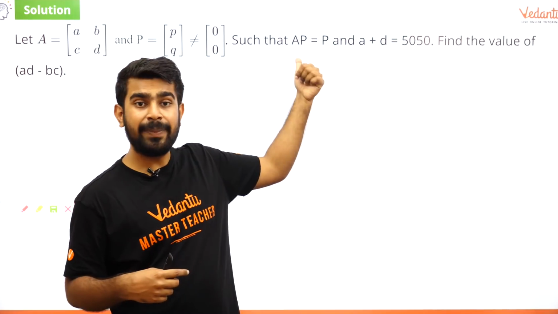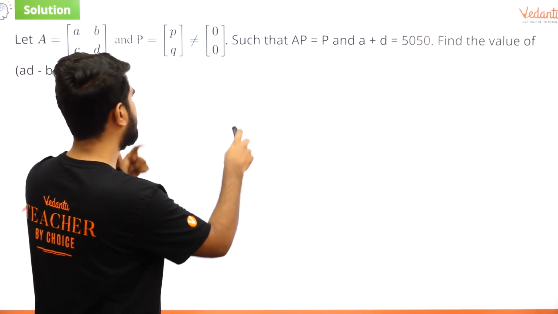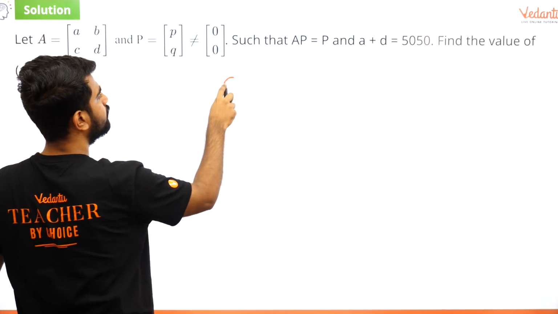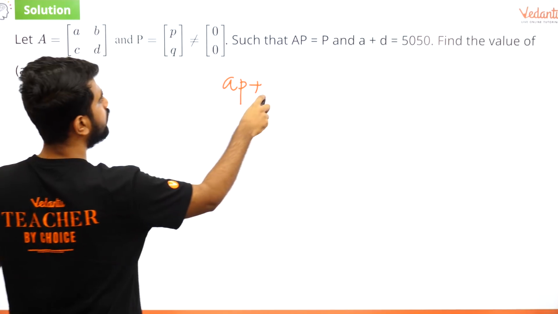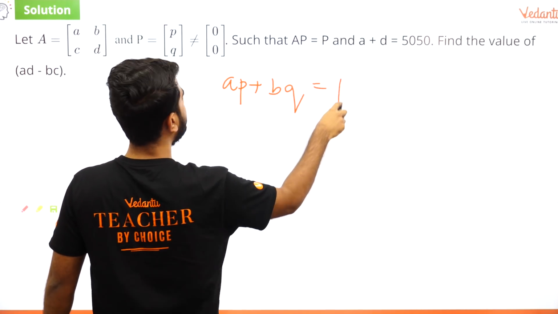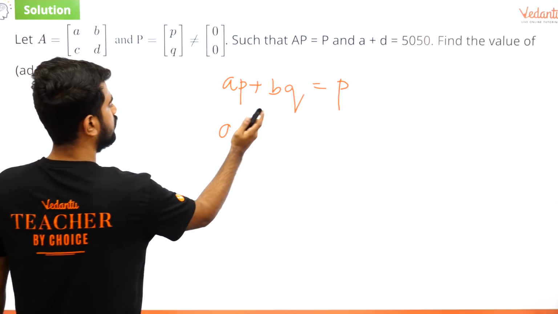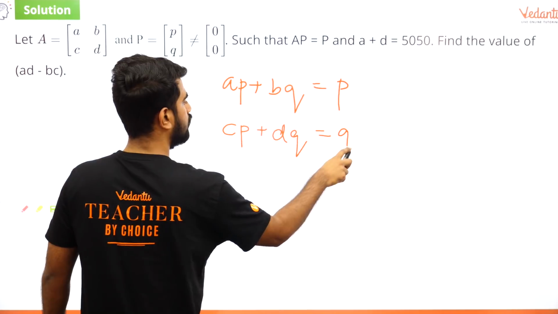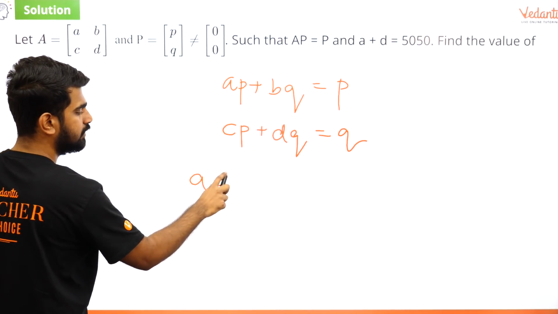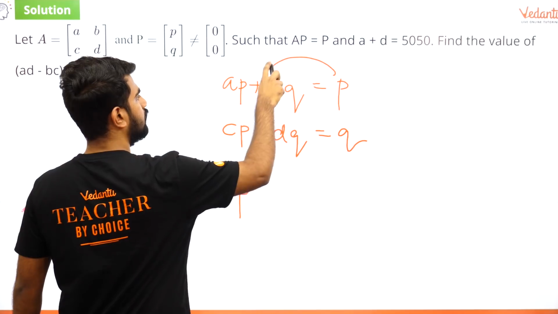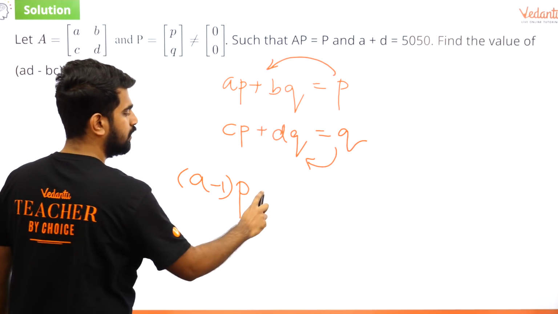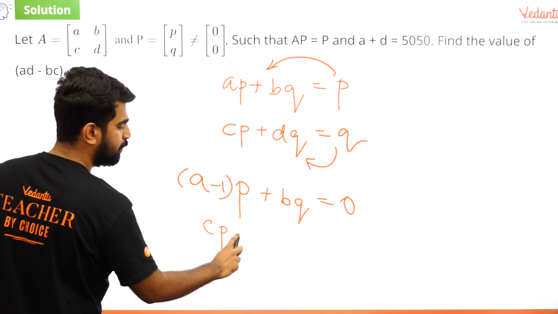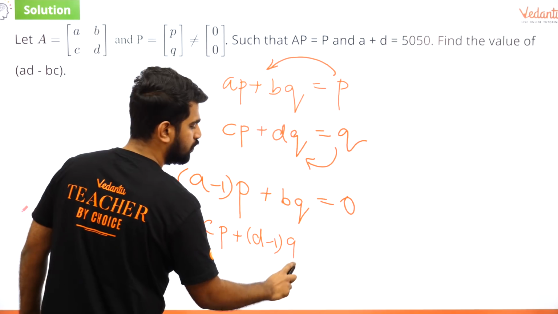So first let me break this down. Okay, so let us start off with that. What is AP going to be? Can you multiply and help me out? It is going to be AP plus BQ equal to P, and next one is going to be CP plus DQ is equal to Q. So now what I will do is I will write it like this. I will bring this P to the left hand side, and I will bring this Q to the left hand side. So A minus 1 P plus DQ is equal to 0, and CP plus D minus 1 Q equal to 0.